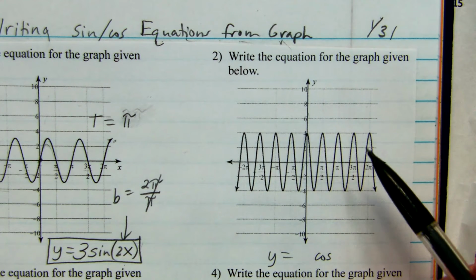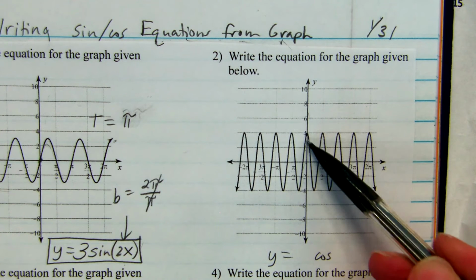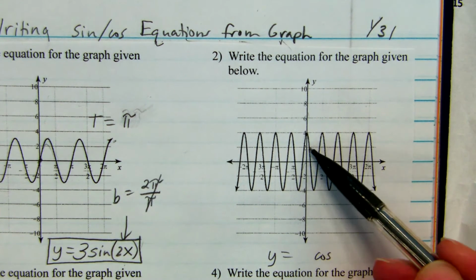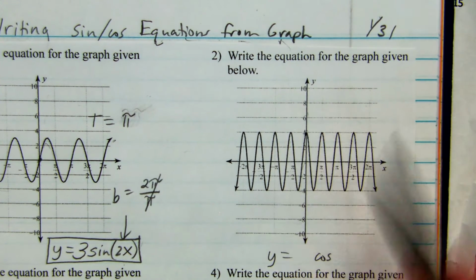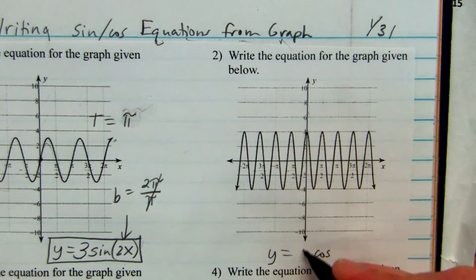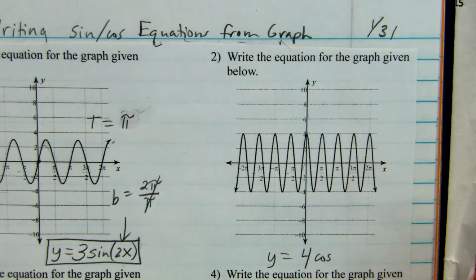And then what is the amplitude? 4. Now, some people last year were like, it's 2. There's 2 boxes, but you have to look at the scale. It goes 2, 4. And it's not reflected, so I can go ahead and just put a 4. We'll talk about reflections in a little bit.